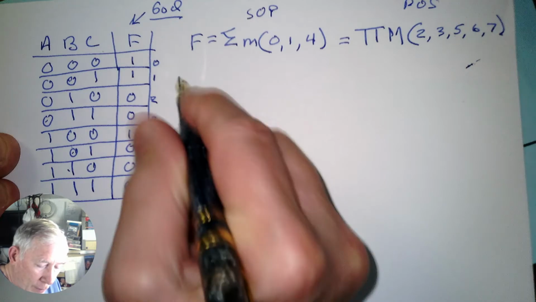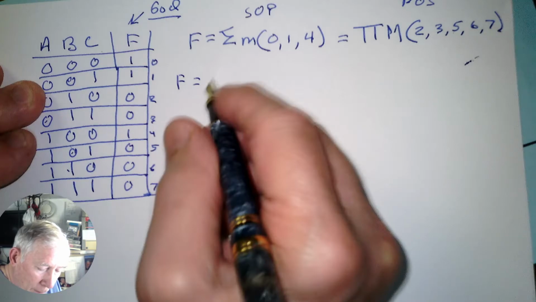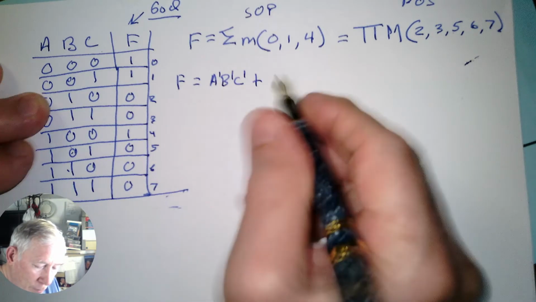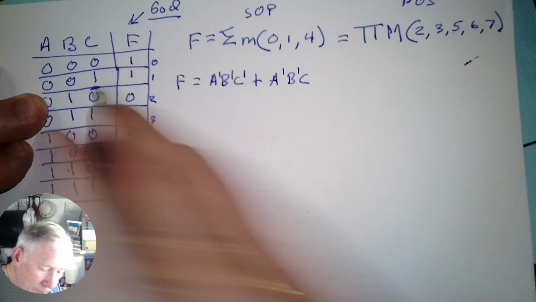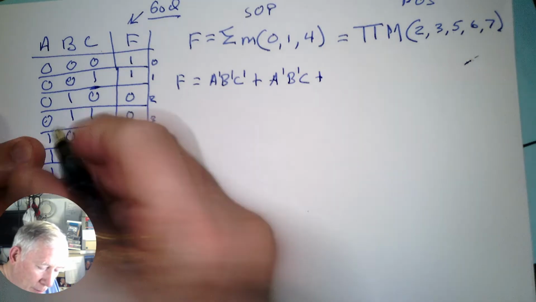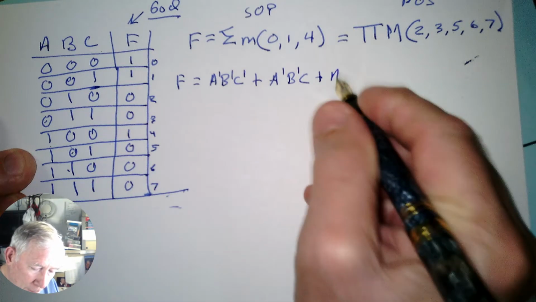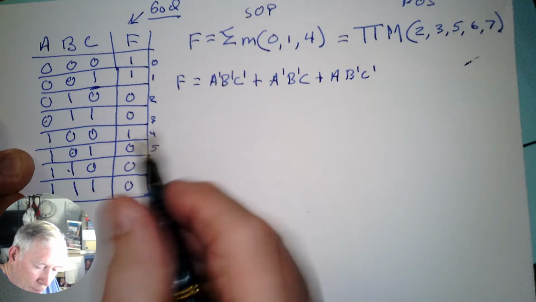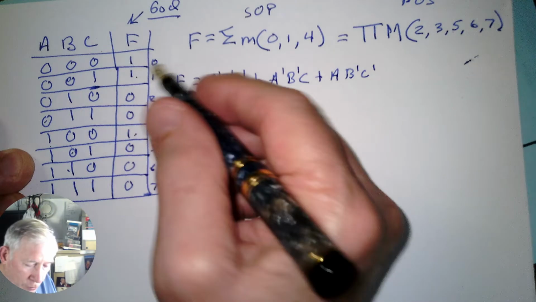And so that would be F equals, so we need 0, 1, and 4. Minterm 0 is going to be A prime, B prime, C prime, plus minterm 1, A prime, B prime, C, because C is a 1, and A and B are zeros. And then 4, that's going to be A, B prime, C prime. Now notice, we have this row, minterm 4, because that's a 1. We have a 1 here and a 1 there. So we use 0, 1, and 4.